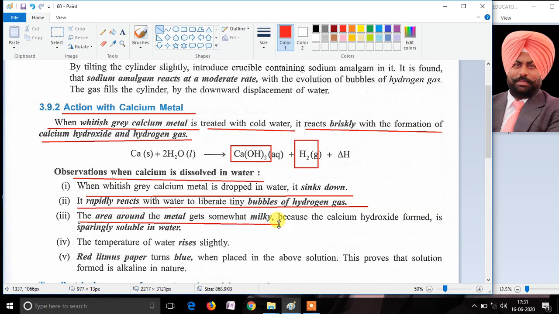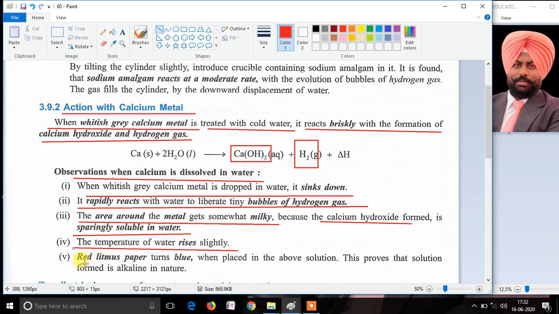The reason for it is that calcium reacts with cold water to form calcium hydroxide. And calcium hydroxide is sparingly soluble in water. In other words, you can say that calcium hydroxide is very much less soluble in water. So that is the reason the area around the calcium metal becomes somewhat milky. And if we observe the temperature of the water, we will see that the temperature of the water is slightly higher than it was taken initially.